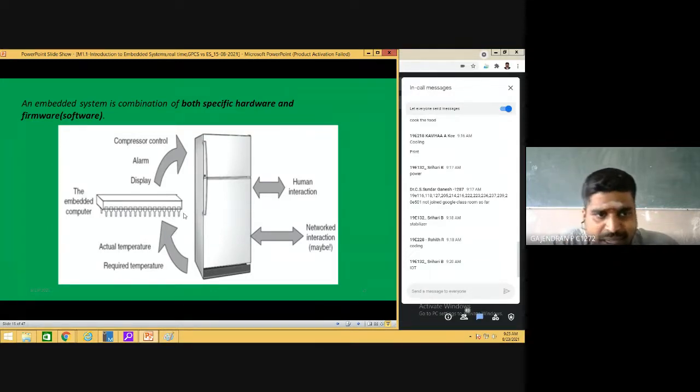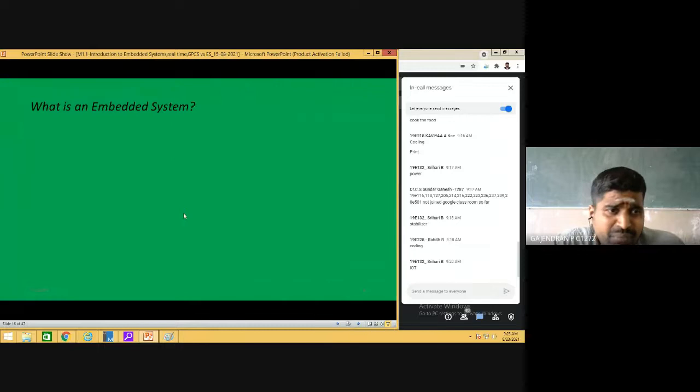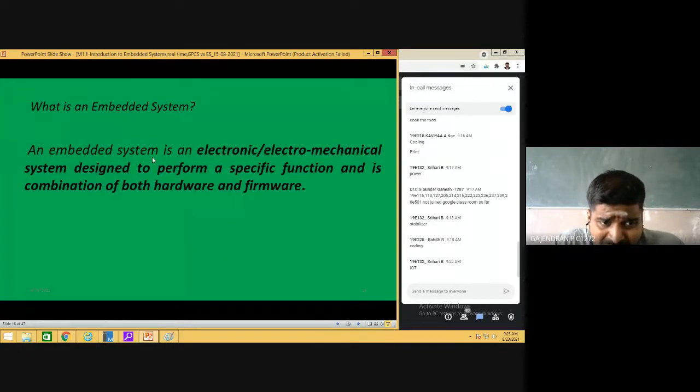Okay. Yes. Then a little more depth and combined definition. The embedded system is an electronic or electromechanical system designed to perform a specific function with the help of hardware and firmware, or simply software. Okay. Now you understood the whole definition of embedded system. Is it clear, dear students?